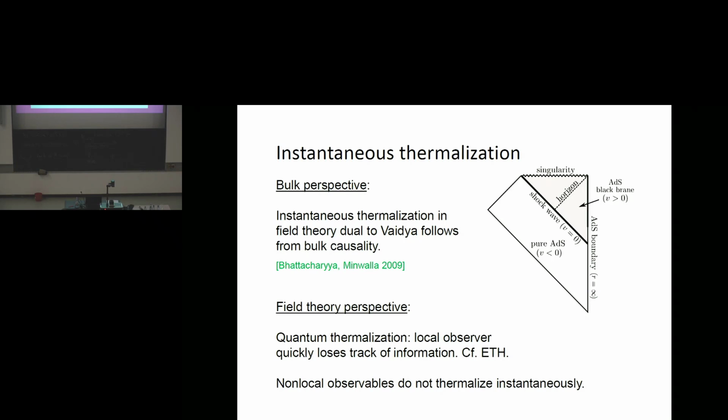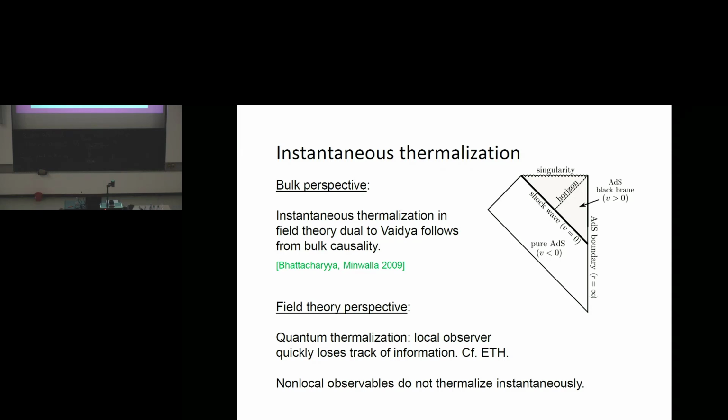Now, from a field theory perspective, it's a bit less straightforward. The best intuition I can offer are discussions of quantum thermalization, where the idea is that the information about the initial state gets encoded in the entanglement between degrees of freedom at the location of the observer and other degrees of freedom in the system. And this can happen quite fast in a strongly coupled setup. So these ideas are quite close to the eigenstate thermalization hypothesis and things like that.